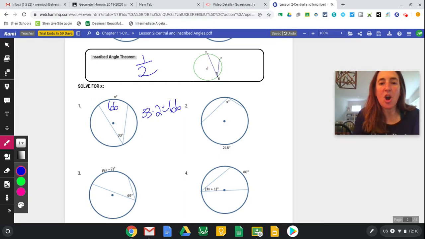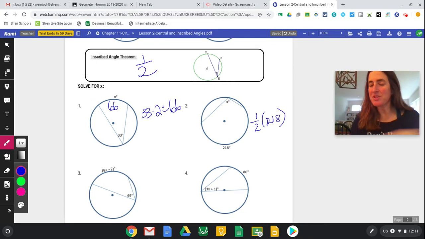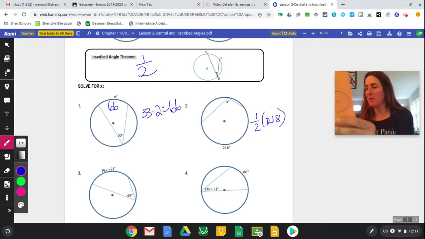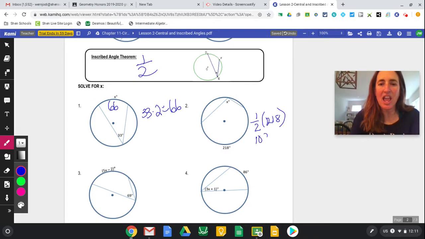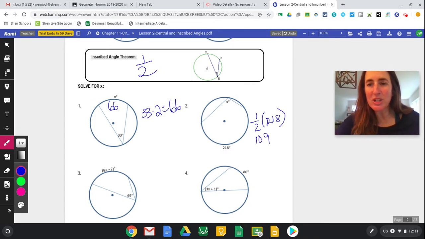Okay, so if the arc is 218, I'm going to take half of 218, and half of 218 is going to give me 109. So that means that angle is an inscribed angle, inscribed because it's touching the circumference there, different than the central angle, which comes from the center.